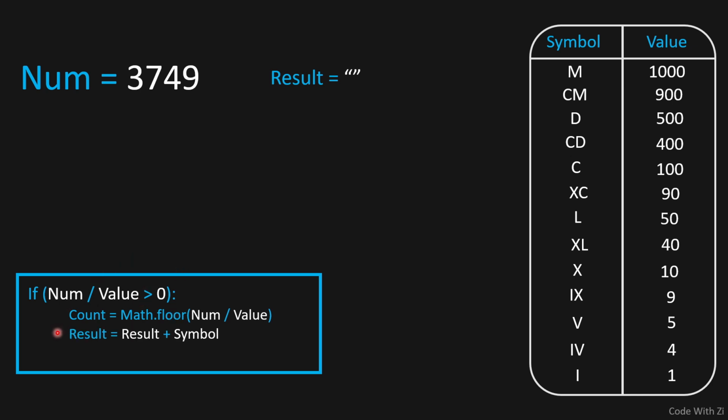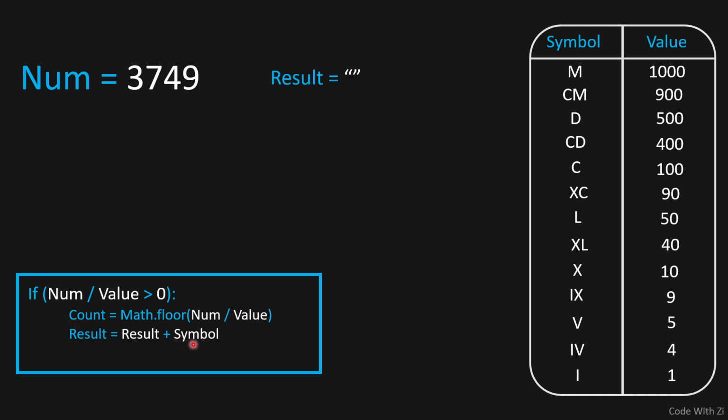Now for our next line, we're gonna say result, which is this variable here, is gonna be equal to itself plus the symbol. As you remember, 1000 is represented by the symbol of m. So if we have 1000 in our number, we gotta return m. If we have 3000, we need to return 3 m's. And this is how we're gonna use this count variable.